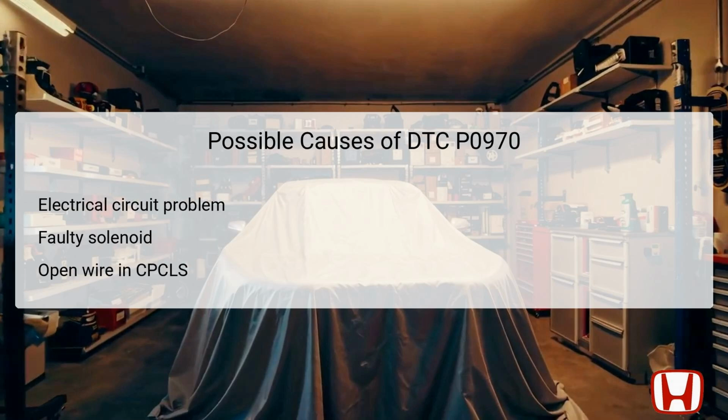The possible causes for DTC P0970 include various electrical circuit issues that impact the solenoid's functionality. One predominant factor is a malfunction within the solenoid itself, which may fail to modulate pressure correctly, affecting transmission performance. Additionally, issues such as an open wire in the CPCLS clutch pressure control solenoid circuit can disrupt the connection necessary for the solenoid to receive commands from the powertrain control module, PCM.